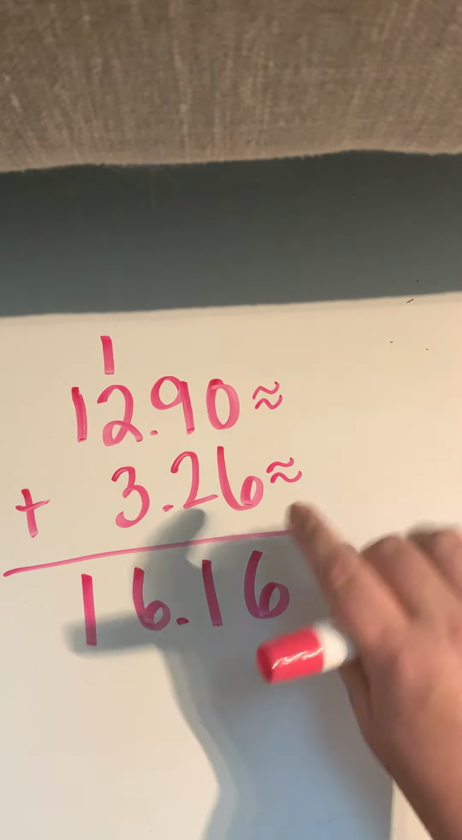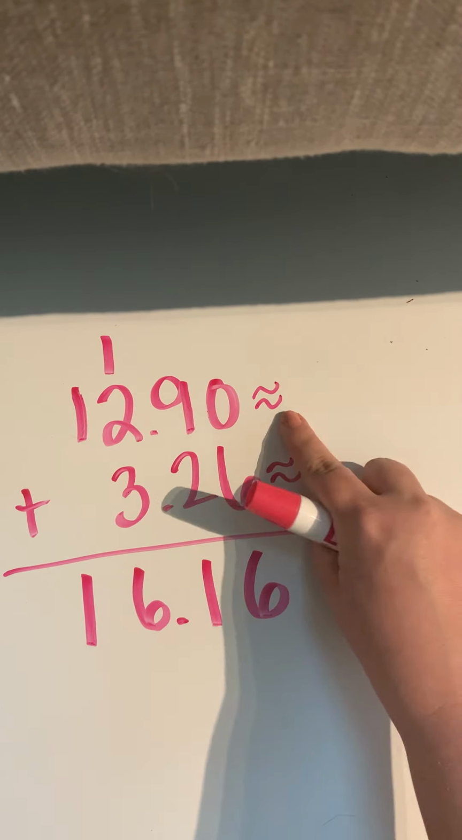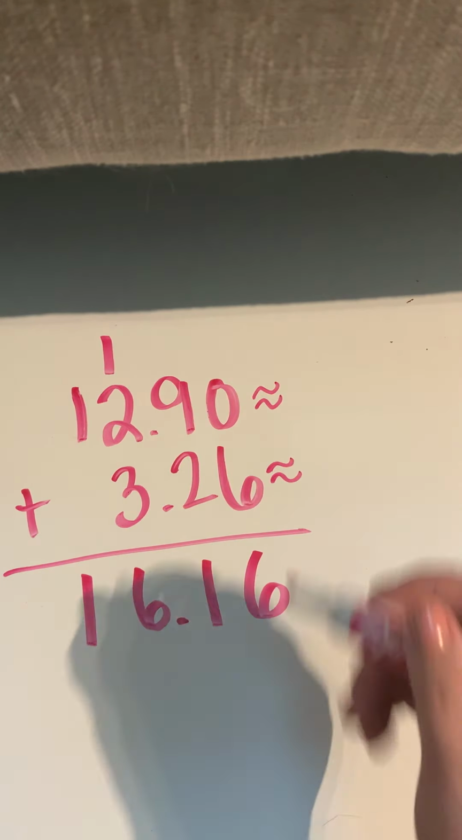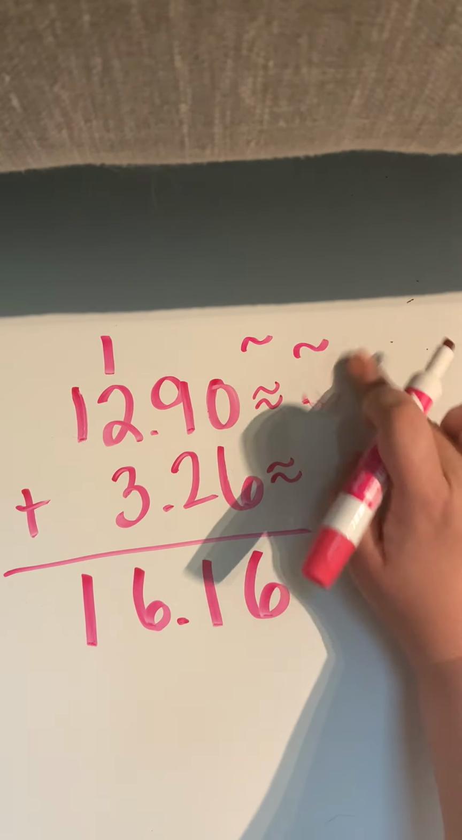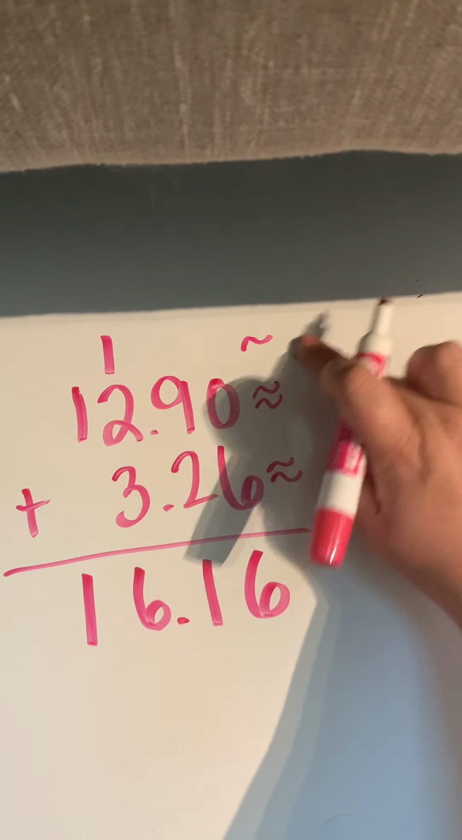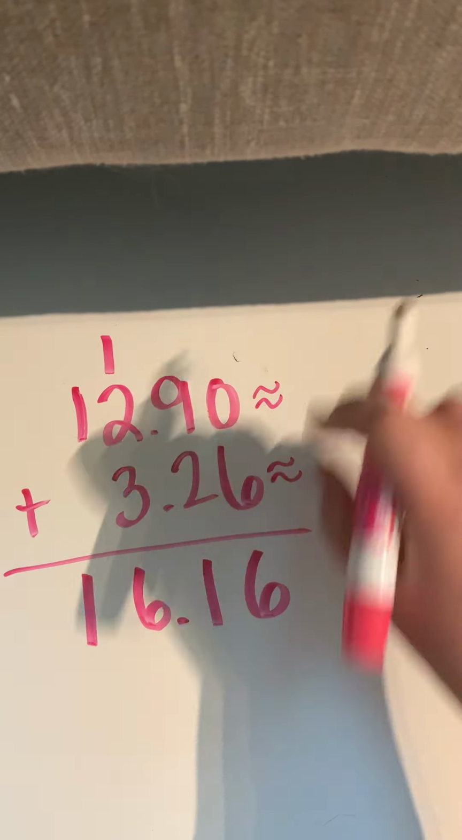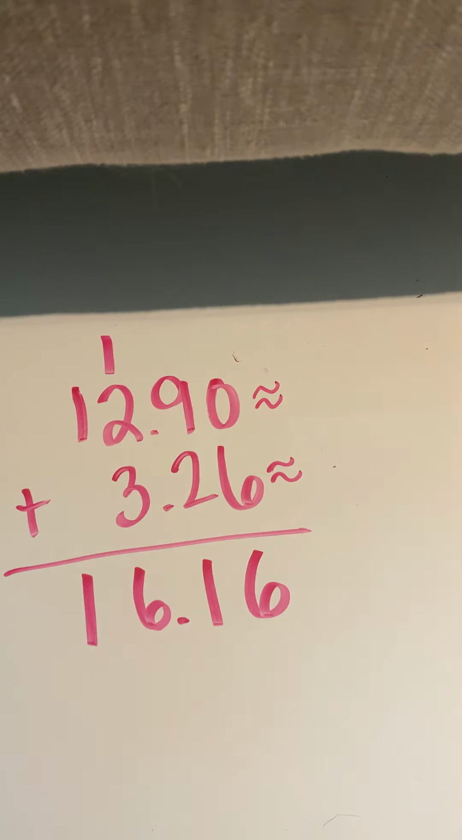Do you see how my equal sign when I'm estimating is almost like a squiggle line? Whenever you see them like that, that's showing you that you are probably either rounding or making an estimate. Okay, it's not an actual equal amount.